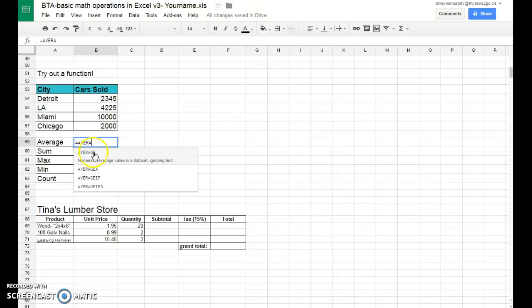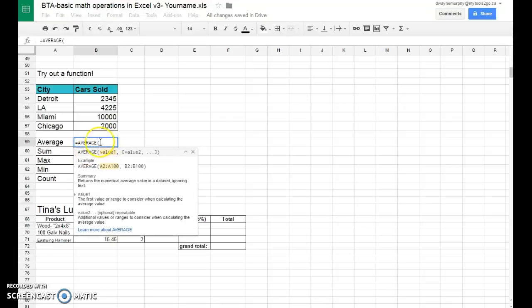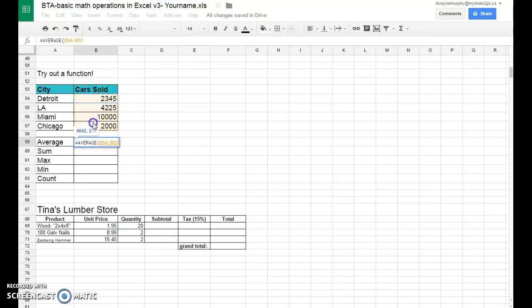As you start to type a function, it actually autocompletes here, average. And then they have average open bracket, so it's some values or a range of values. I could type B54 to B57. I want this range, but I can actually run my mouse through that range. And then you close bracket. So that's equals average, and the argument is a range of cells.